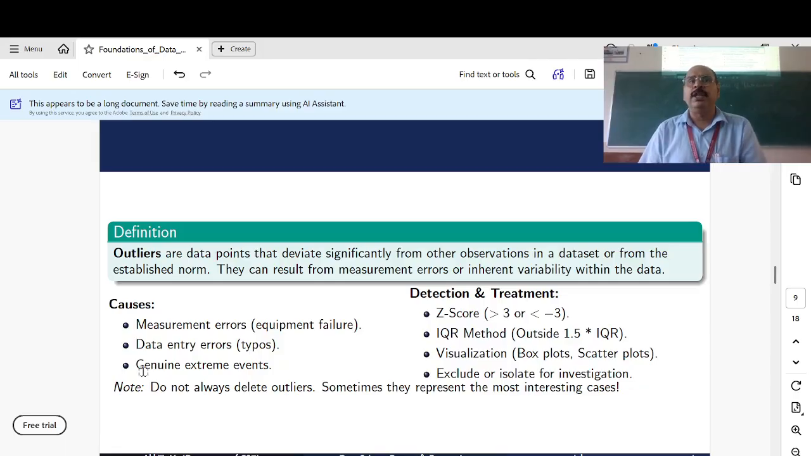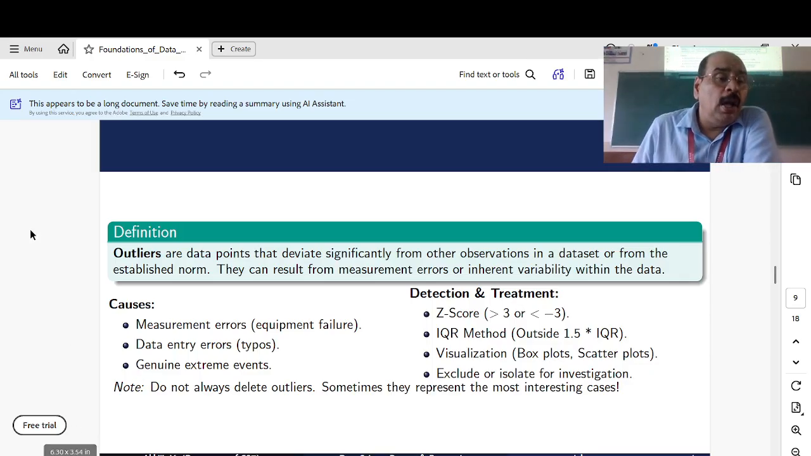Very important and a very standard question, mostly from your examination point of view. Define outliers. Outliers are the data points that deviate significantly from other observations in a data set or from the established norm. They can result from measurement errors or inherent variability within the data.